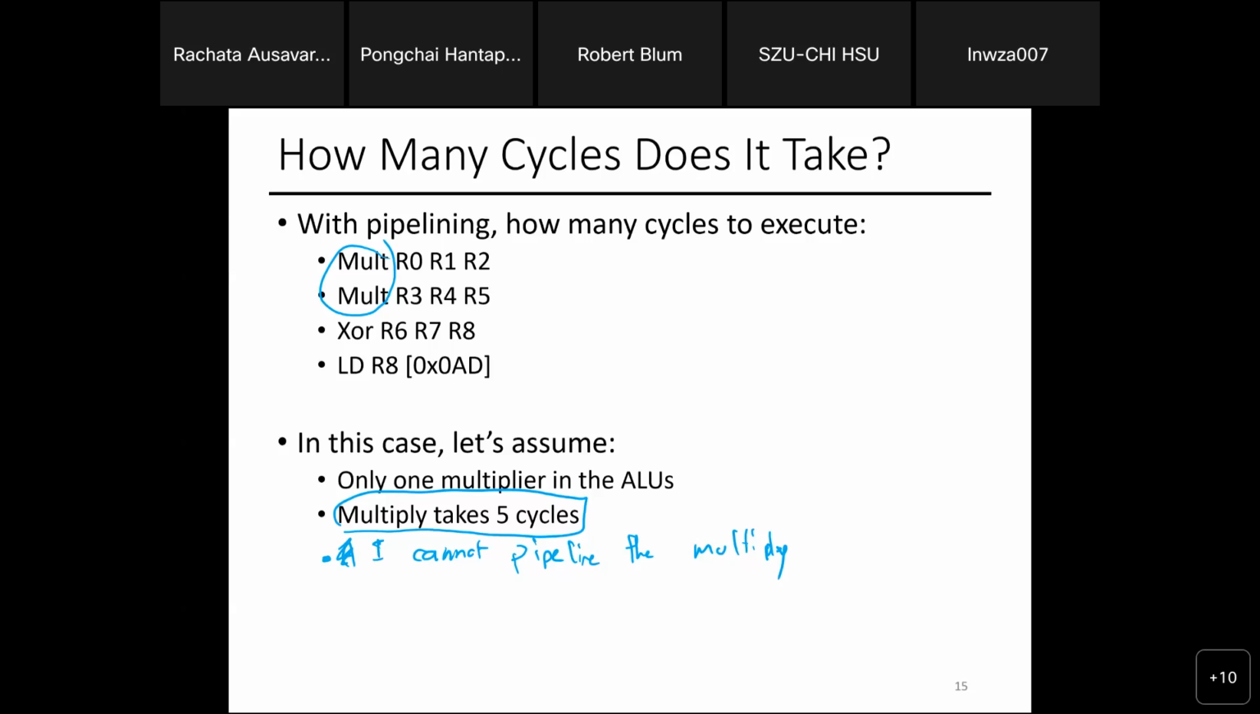So in modern day computers, this multiplier also gets fully pipelined. That way you have multiply step 1, multiply step 2, multiply step 3, multiply step 4, multiply step 5. So while instruction 1 is doing the second stage of the multiply, the next instruction sneaks in doing the first stage already. Yeah. Any questions so far?